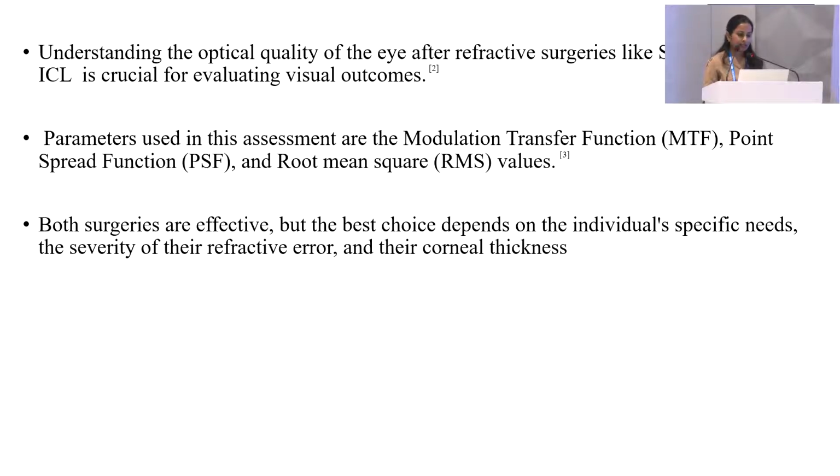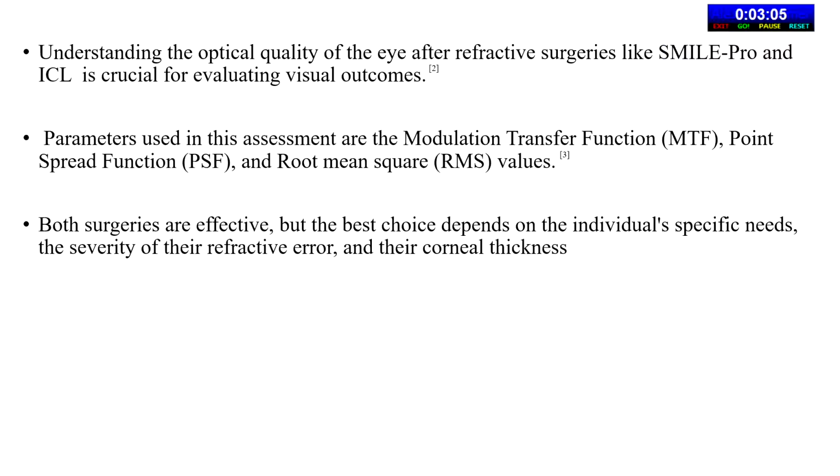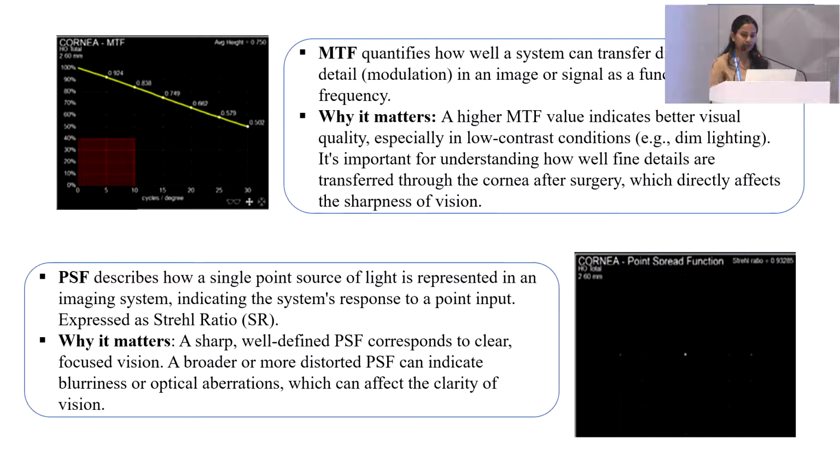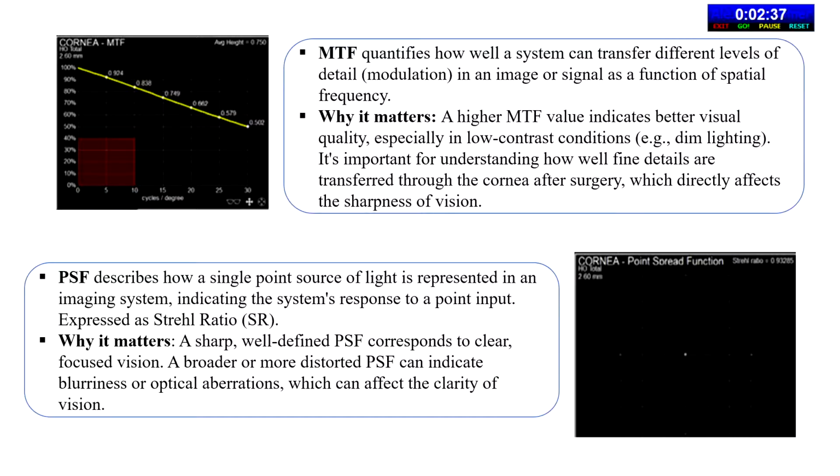The parameters used in this assessment are the modulation transfer function to assess the optical quality, point spread function, and the root mean square values. The MTF quantifies how well a system can transfer the different levels of detail or modulation in an image or signal as a function of the spatial frequency. Why does it matter? A higher MTF value indicates better visual quality, especially in low contrast conditions. It's important for understanding how well fine details are transferred after surgery, which directly affects the sharpness of the vision.